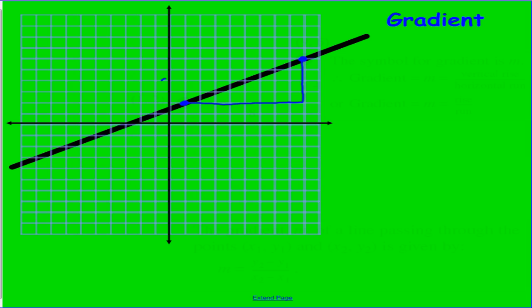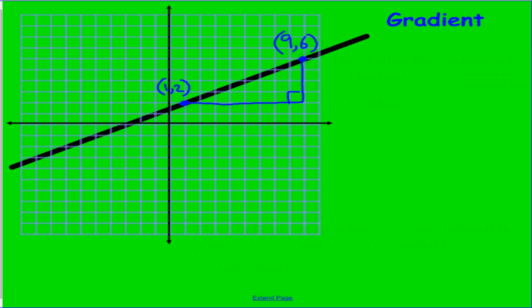So this point, first off, on the x-axis we go across 1 and we go up 2 to get to that point. So that is 1, 2. Over here we go across 9 and up 6 to get to that point. So that coordinate is 9, 6. And again, this is a nice little right angle triangle.